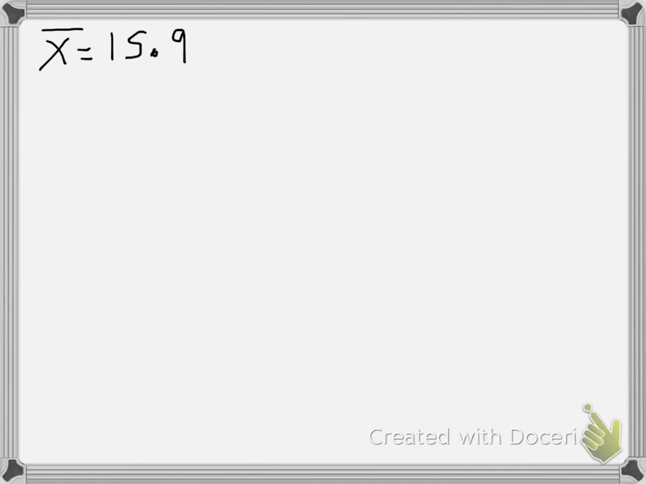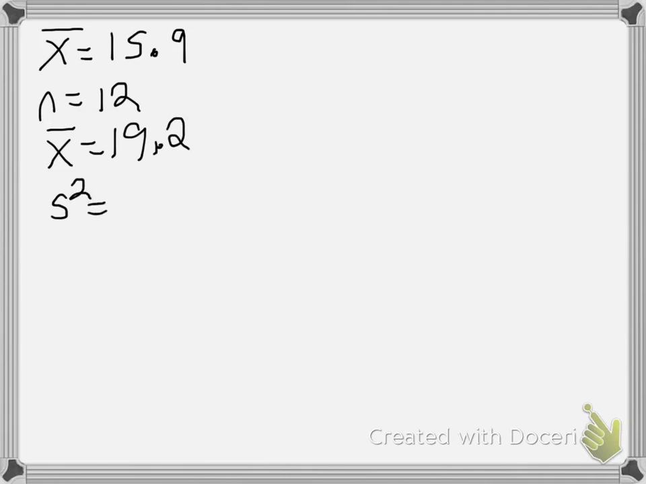A random sample of 12 school districts from a moderately populated area. Oh, look at that. Showed, so n is equal to 12. Showed that a mean number of students per teacher was 19.2. So we have another average. That's interesting. With a variance of 4.41. So S squared is equal to 4.41. Okay.